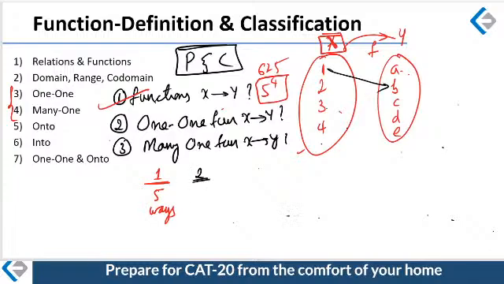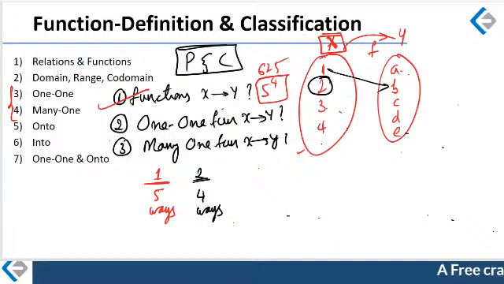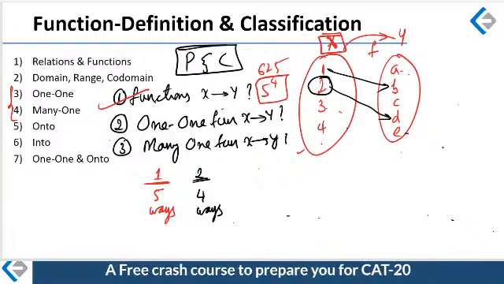What about the element 2? Now we are looking at 2. Can 2 be mapped with b? No, 2 cannot be mapped with b. 2 can be mapped with any of the remaining 4 elements of set y. Okay, so let me map it with d. All right, so b and d are gone.